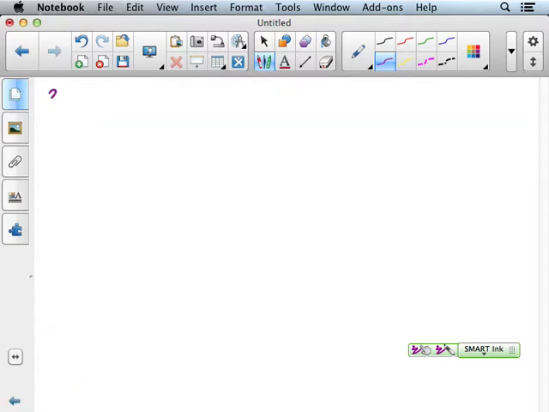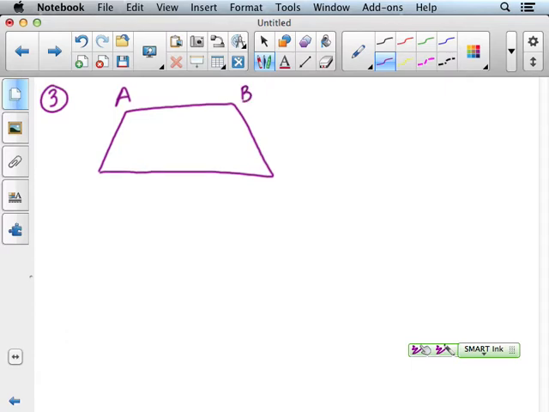Question number 3. Number 3 says quadrilateral ABCD is a trapezoid. So let me just redraw it here real quick. A, B, C, D. AD is 15 inches, so there's 15 inches. AB is 50 inches, and BC is 20 inches. The altitude is 12 inches, so they drew this line in here, put a right angle, and they said that's your altitude, that's 12 inches. What is the area of the trapezoid?